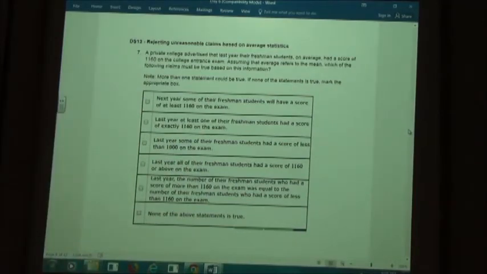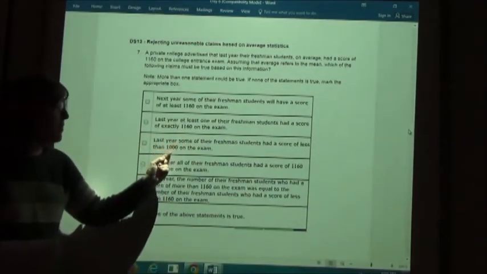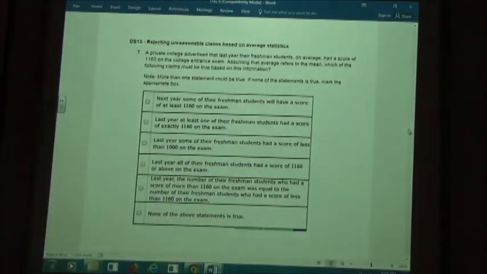Last year, some of the freshman students had a score of less than 1,000 on the exam. Do we know that for sure? Or is that just a guess? Anton's shaking his head no. No, we don't know that, right? We don't know where the end score was, if it was at 1,000 or not. We know that we had to have some that were less than this number, but not necessarily less than that number.